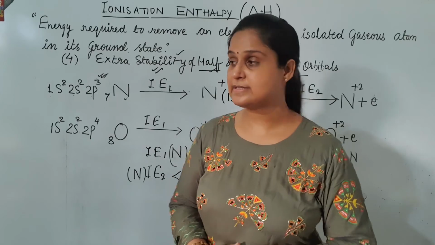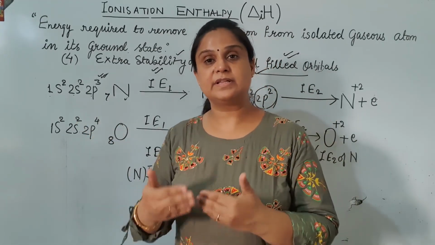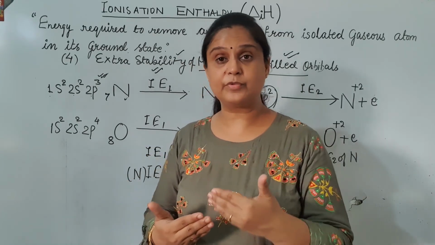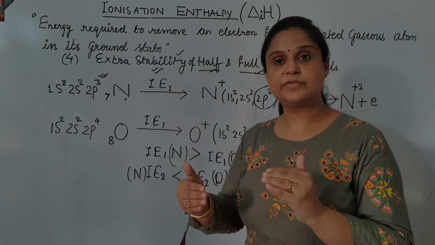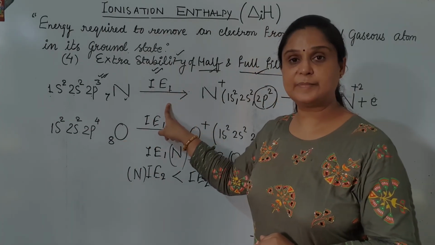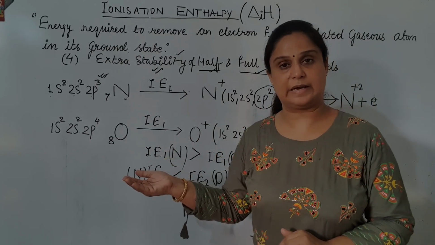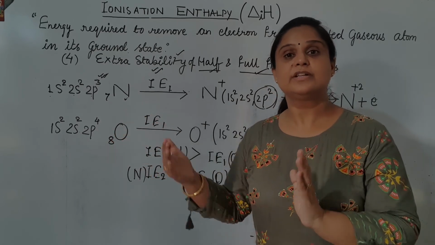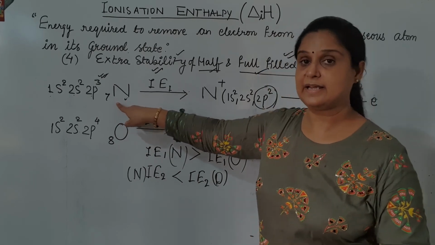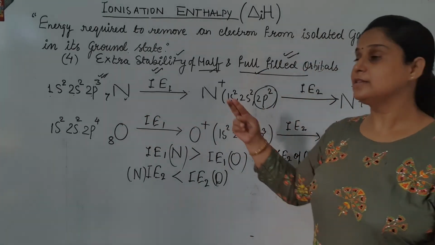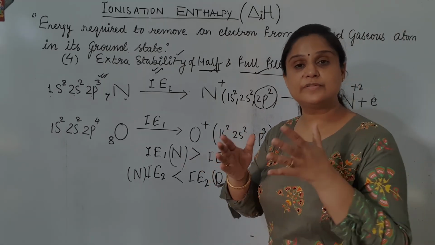One thing you have to remember is that ionization enthalpy is taken successively, that is, the electrons are removed one by one, and both processes are separate. When one electron is removed, the energy required is called first ionization enthalpy. When you remove the second electron, the energy required is called second ionization enthalpy. The total, overall ionization enthalpy to convert N into N2 plus will be the sum of IE1 and IE2, required for both steps.